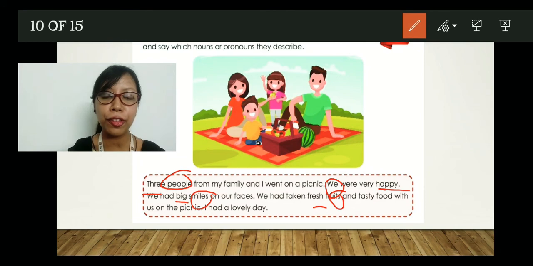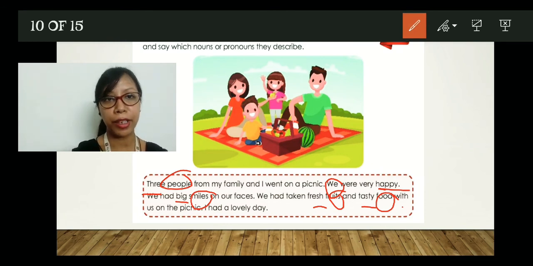What kind of fruits are they? They are fresh fruits. So fresh is describing the fruits. And tasty food. What kind of food? How was the food? It was a tasty food. So tasty, you are going to underline it, and food will be circled.